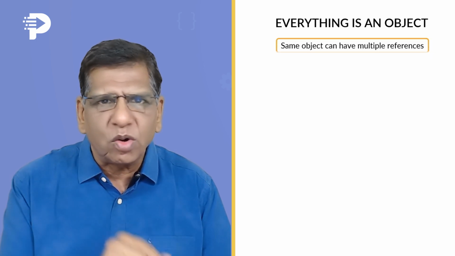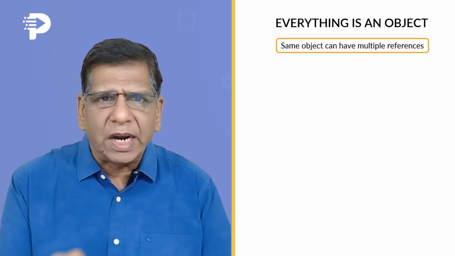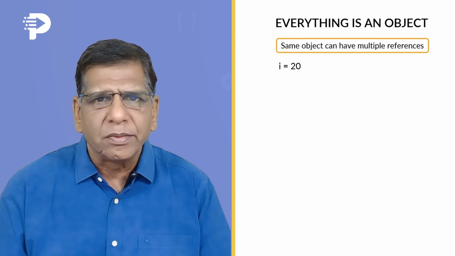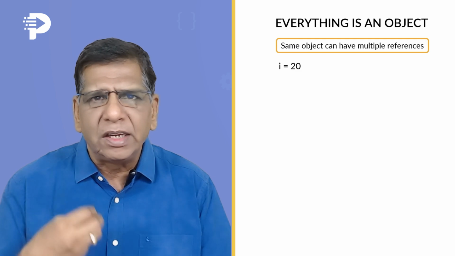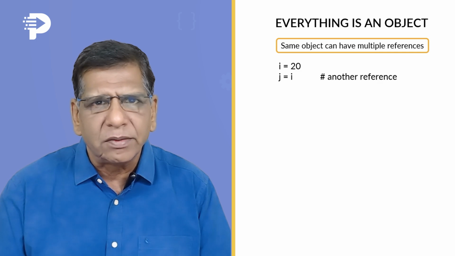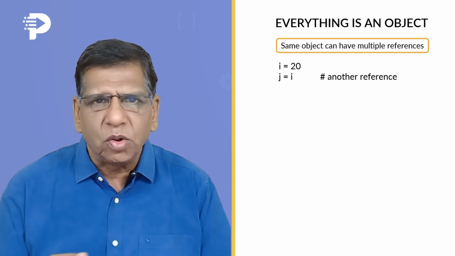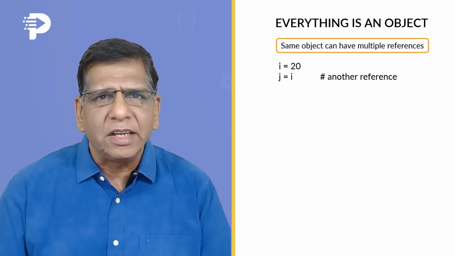When I say j equal to i, realize that I am not copying 20. Whatever reference, whatever address is present in i, that address is being copied into j. It means by saying j equal to i, you are merely creating one more reference which refers to the nameless object which holds 20. And I am not restricted to creating only one additional reference. If I so desire, I can create yet another reference by saying k equal to i.